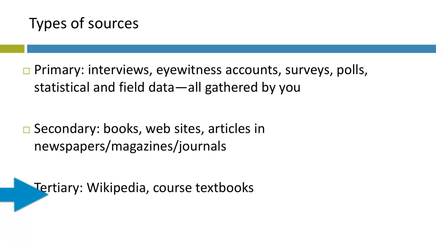Then we have secondary sources, and really this is the preponderance of the sources that you are using not only in this course but in your other courses, and that refers to published or posted material. Websites, books, articles in newspapers, magazines, and journals. Okay, that's all secondary sources of information. We can also talk about tertiary sources of information, and this really is in reference to reference sources such as your course textbooks, such as Wikipedia.